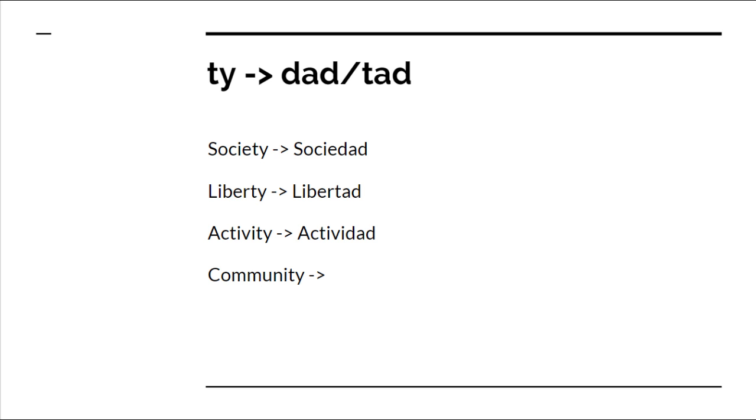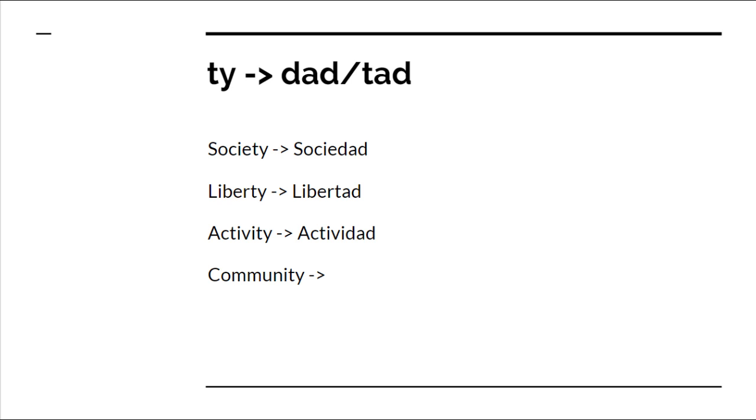The next one has to do with certain nouns that in English end with ty. In Spanish, usually they are quite similar, but they end with dad or tad. Some examples of this are society. In Spanish, it's almost the same thing, but T changes to D, so it would be sociedad. Society, sociedad. Now we have liberty. Liberty is almost exactly the same, but T changes to D.